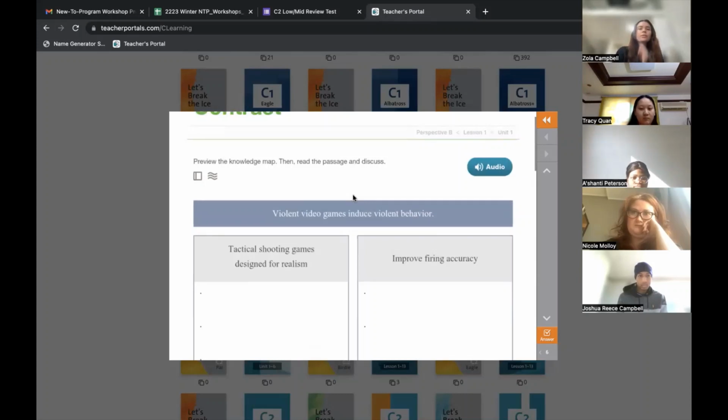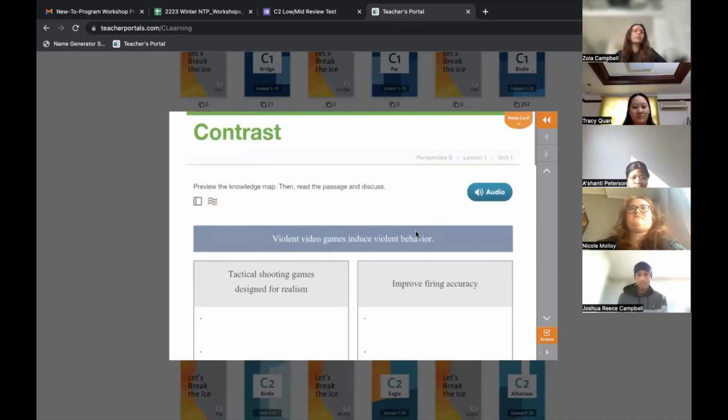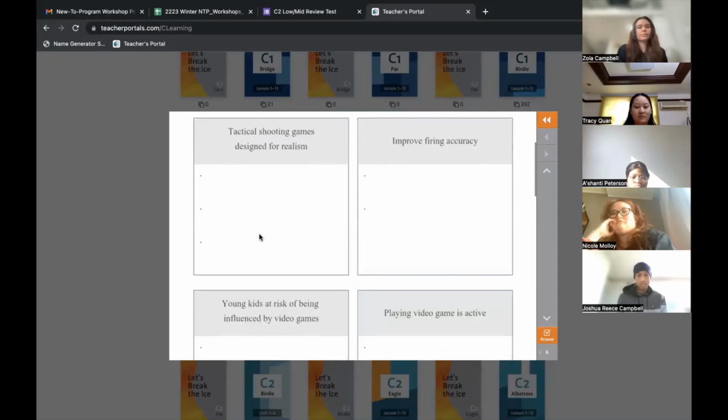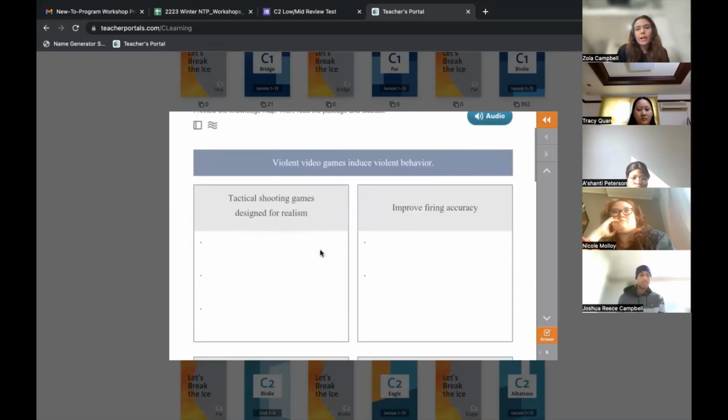So going through this, we have violent video games induce violent behavior. Have a student read that. And then if you need things to fill up your time, you can ask them, okay, why do violent video games induce violent behavior? Even before looking at any of these reasons, right? So maybe they'll say, oh, it can make kids angry, and then they'll hit their brother or something like that.